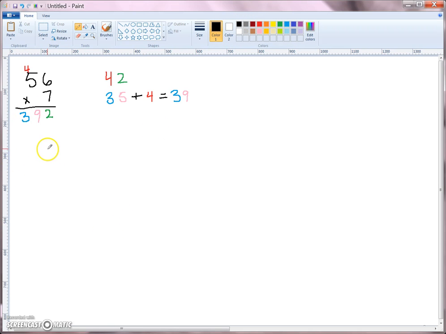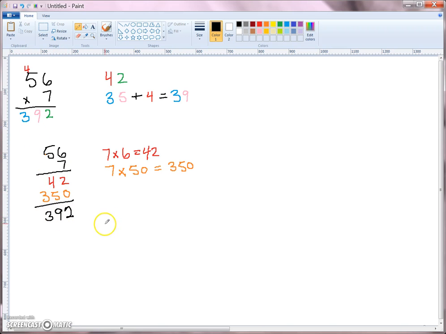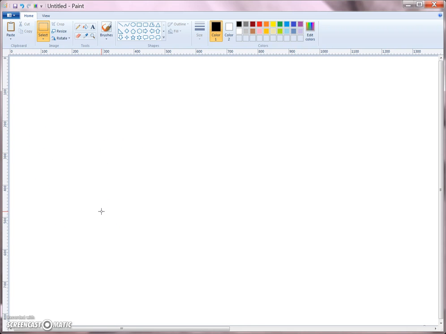Now let's try this expanded way. 56 times 7. Okay? So then let's start with red. 7 times 6 is 42. Now, this next number, 7 times 5, is not actually 7 times 5. It is 7 times 50. So 7 times 5 is 35, so 7 times 50 is 350. So we're writing 350. My final answer, 392. Same answer. Okay? So let's move into double digits.